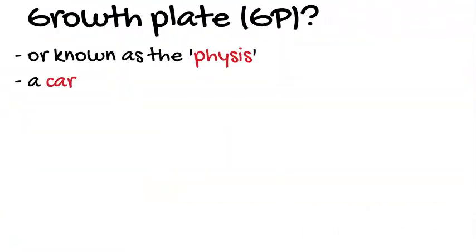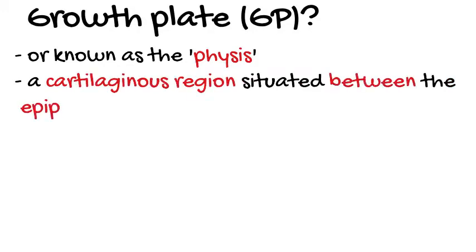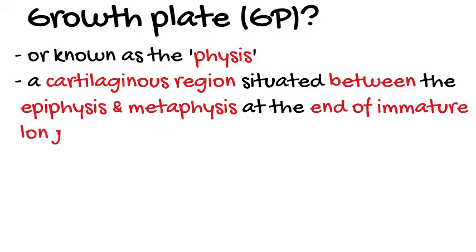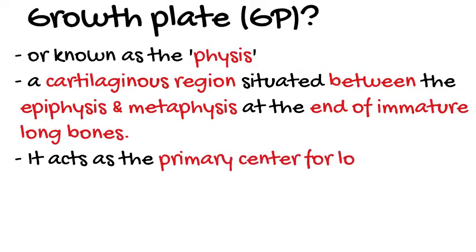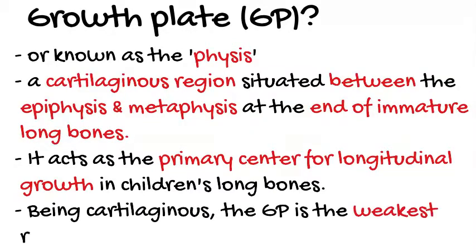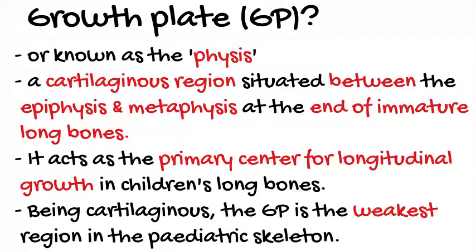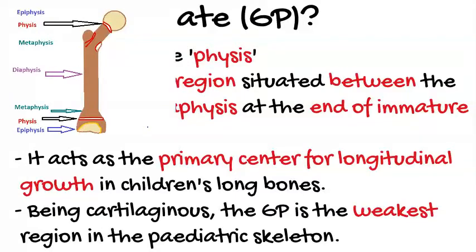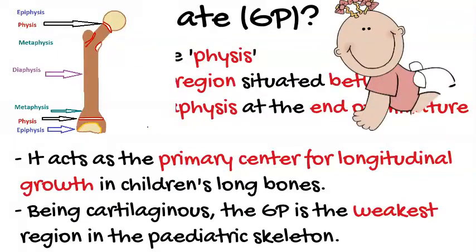So next, what is actually the growth plate? Growth plate, or also known as the physis, is a cartilaginous region situated between the epiphysis and metaphysis at the end of immature long bones. It acts as the primary center for longitudinal growth of the long bones in children. Being cartilaginous, the growth plate is the weakest region in the pediatric skeleton and is vulnerable to injuries.